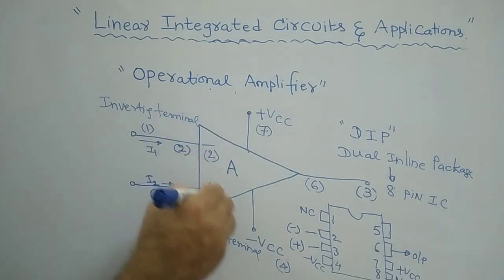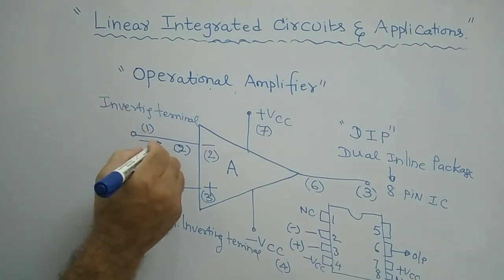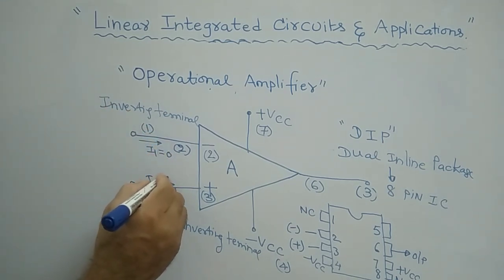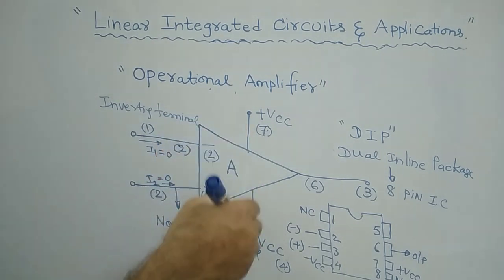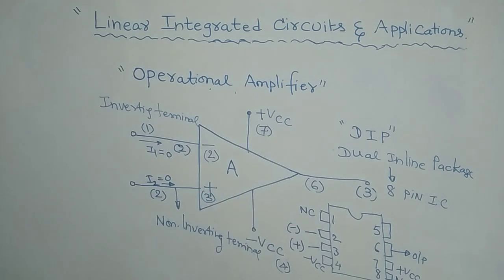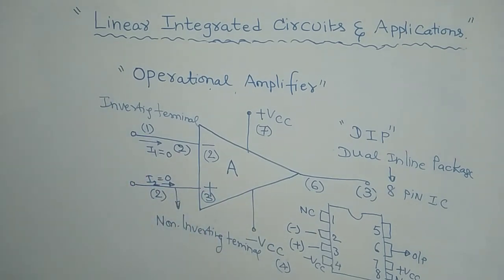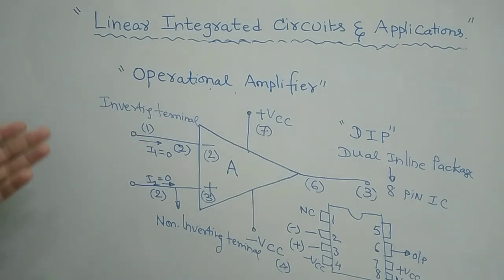As it does not allow the current to flow through this, then definitely you can say that I1 is equal to 0 as well as I2 is also equal to 0, because it does not allow the current to pass through it, right? That is why I1 equal to 0 and I2 is equal to 0 at the input terminals.